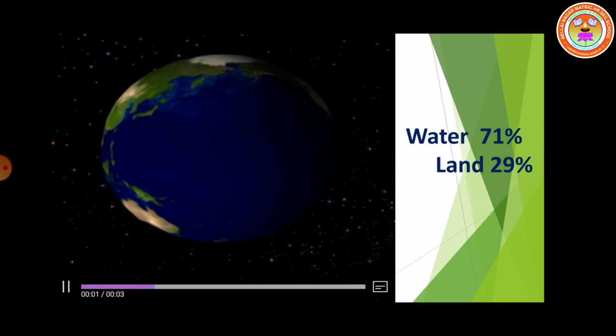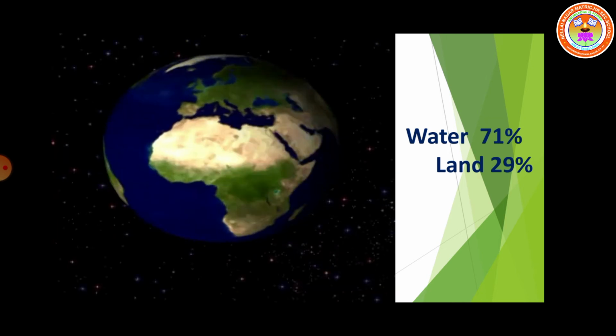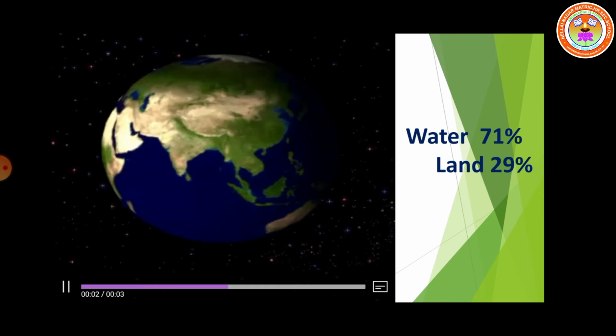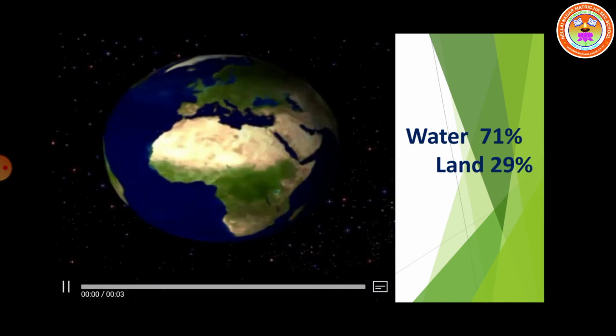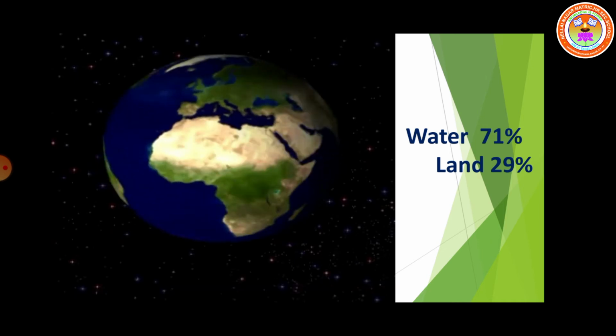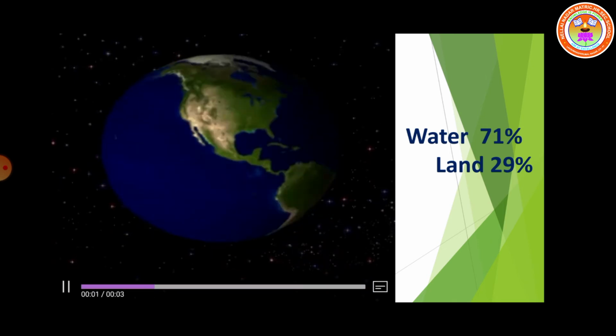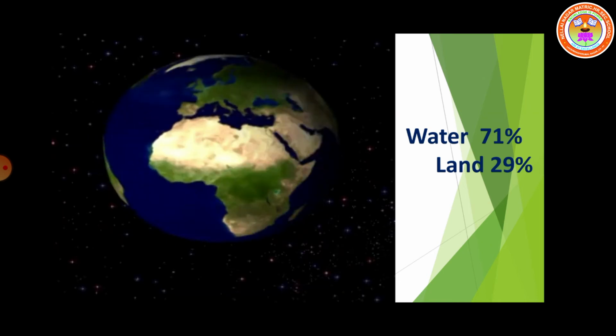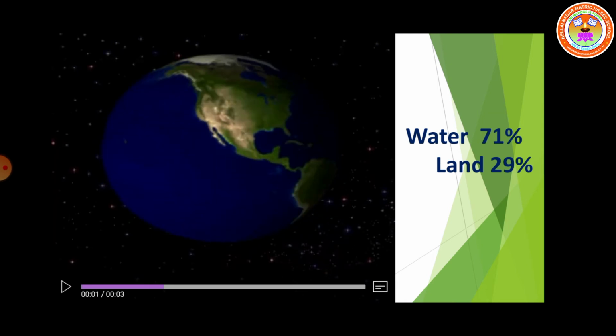Why does earth look blue, children? Correct. Earth is covered by water, that is equal to 71%, and land occupies 29%. So Earth's surface has 71% of water. So it looks blue. So Earth is called the blue planet.